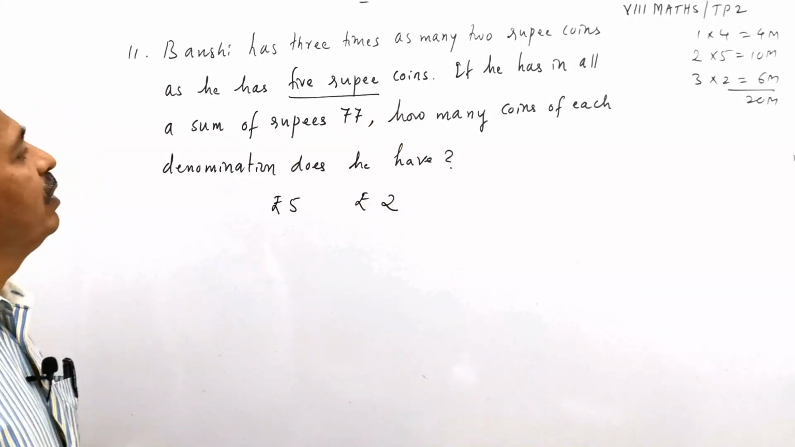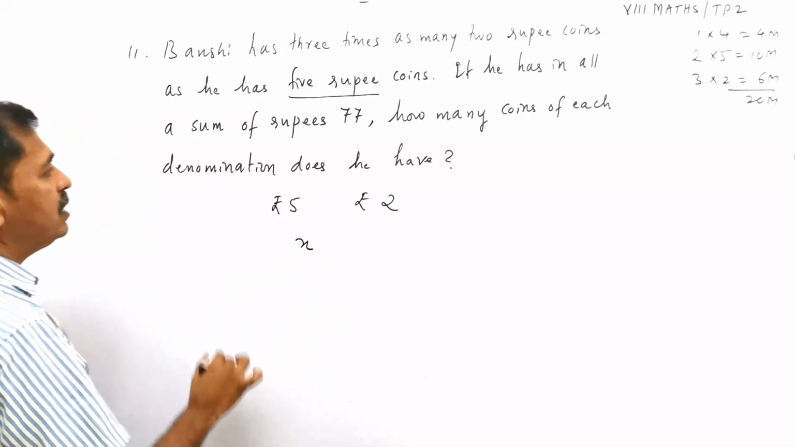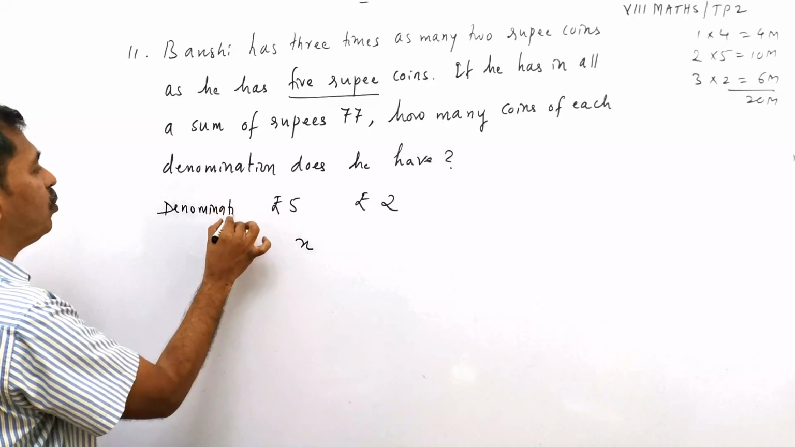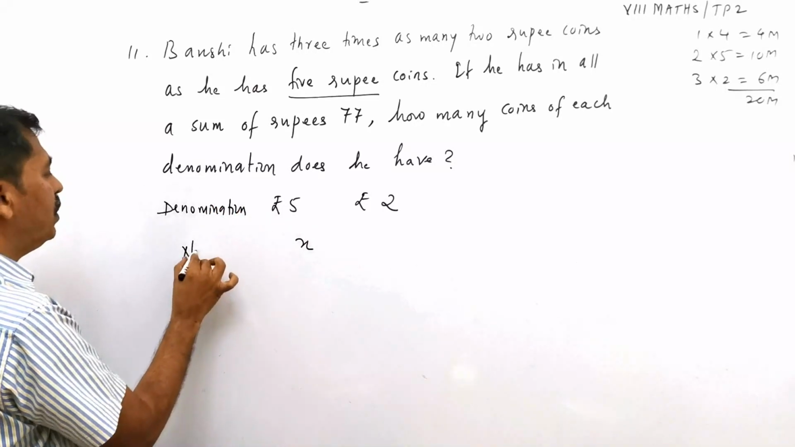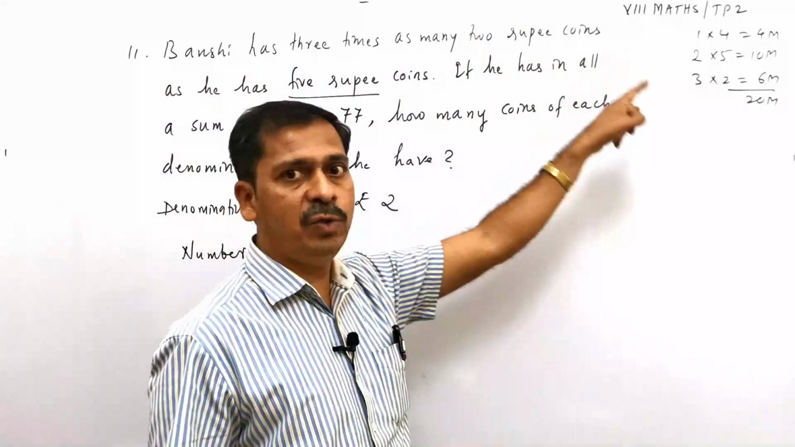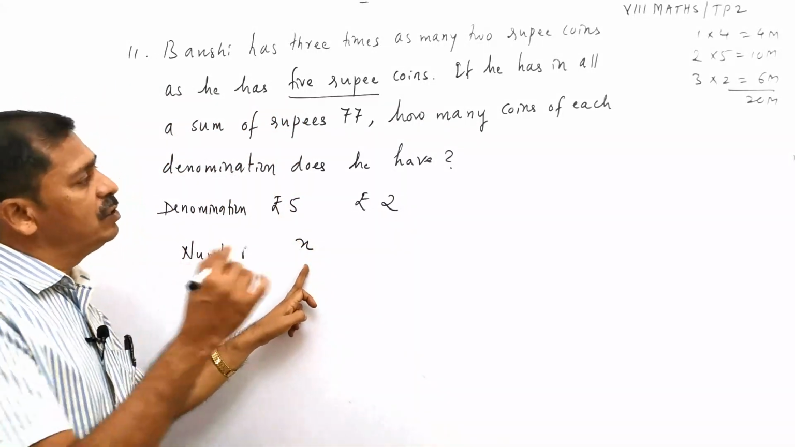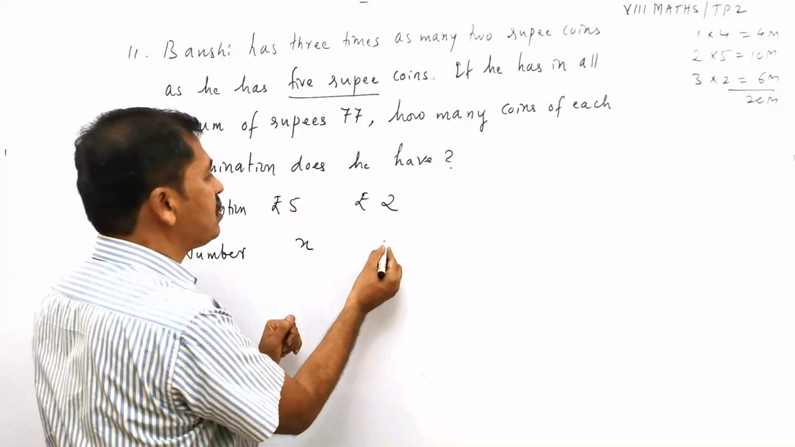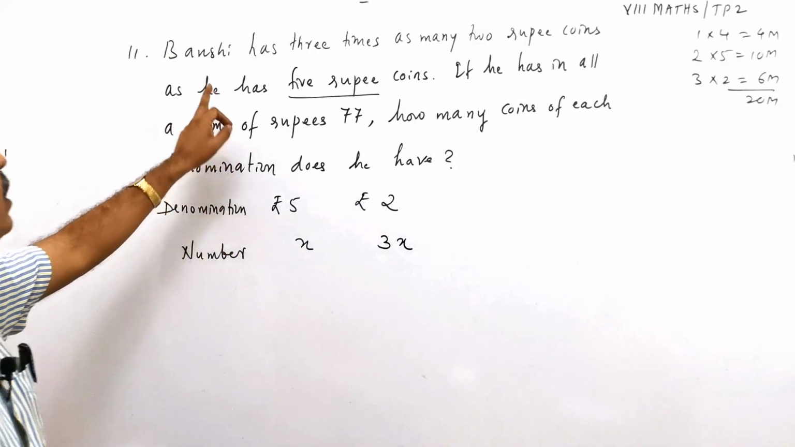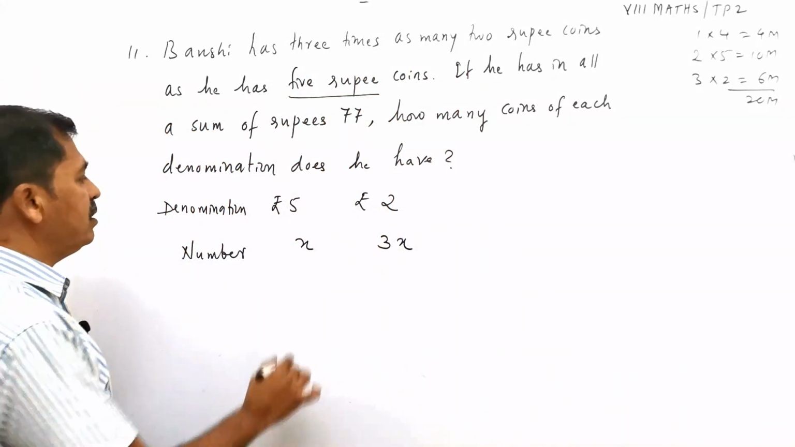See, if he has 5 rupee coins as x, this is the denomination of the coin, 5 rupee, and here the number I am writing is x. Bansi has 3 times as many 2 rupee coins as he has 5 rupee coins. 5 rupee coins I have taken x. So how many 2 rupee coins should he possess? 3 times, so this is 3x. Don't reverse, otherwise it is a mistake here. Okay, this is clear now.